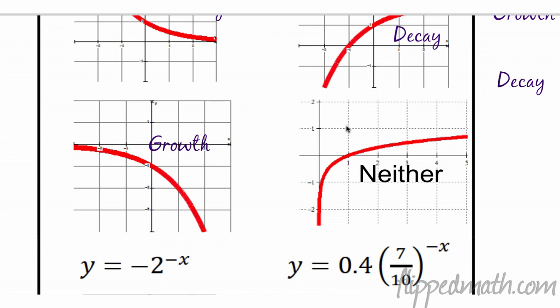Now, if you made the argument that there's an asymptote there and we really don't have a lot of information, you could probably argue that it could be decay if that was the case. All right, how about the next one?